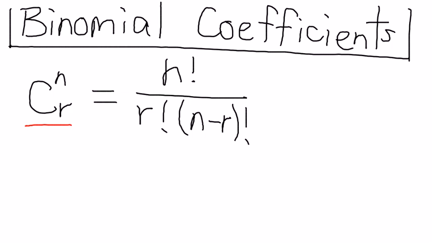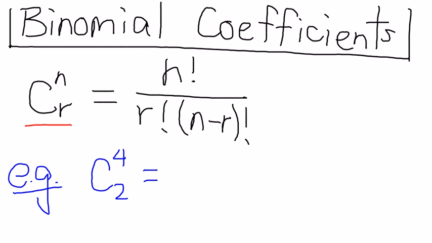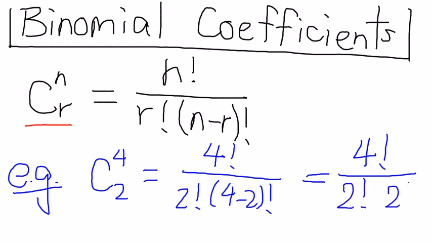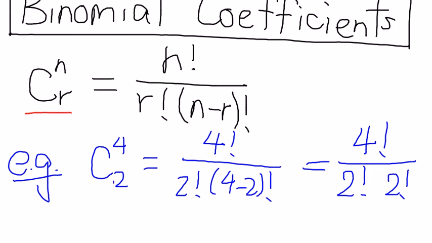As an example, please look at the following. If you're talking about 4c2, which I call 4 choose 2, by definition it is the same as the fraction 4 factorial at the top, divided by 2 factorial because r is now 2. And the last factorial is 4 minus 2 factorial, so we're talking about 4 factorial over 2 factorial times 2 factorial. Please try to do it by yourself here.